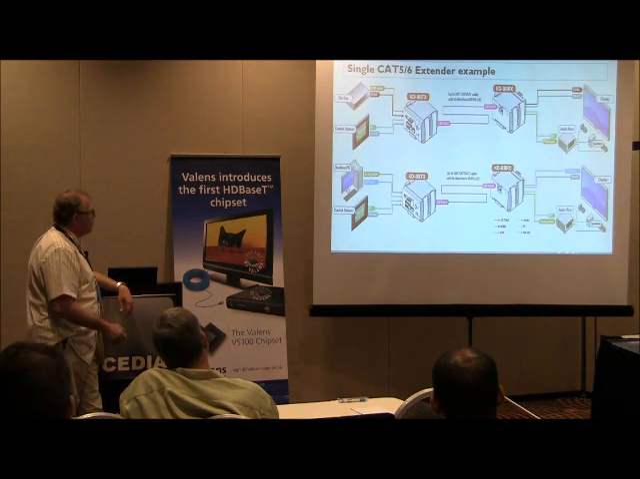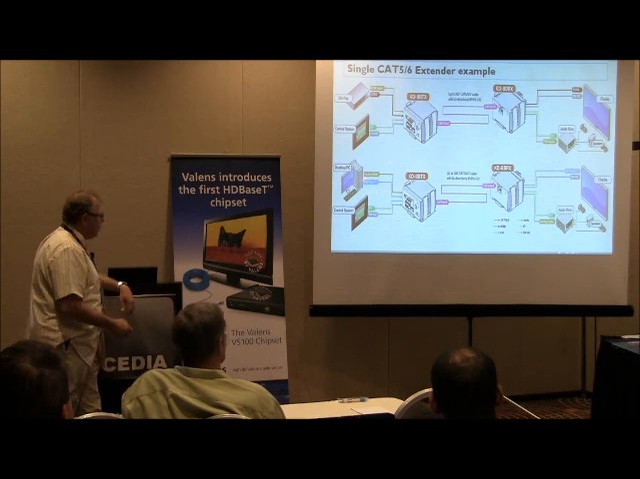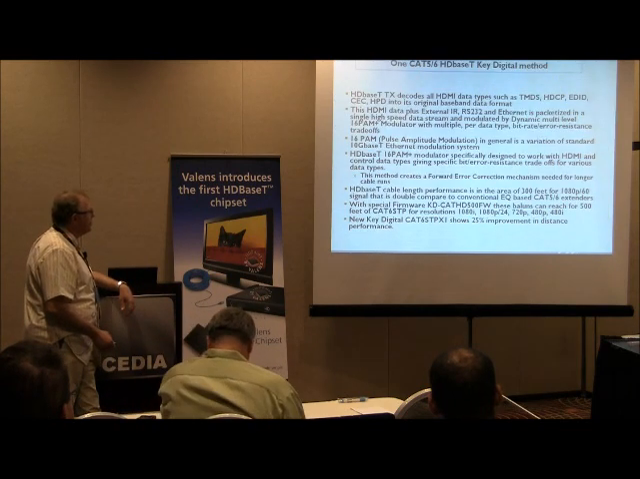Now this is a simple diagram of how a connection can be made. IR, 232, HDMI, all go through one cable. On the other end, you can use different 232, different IR for different control of different devices. It's a simple representation of this technology.